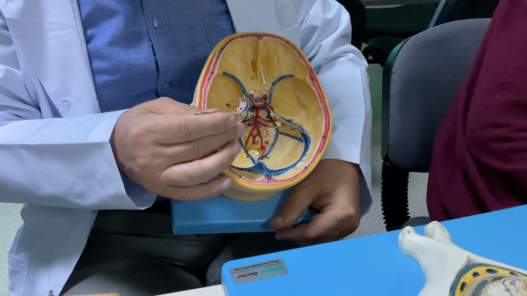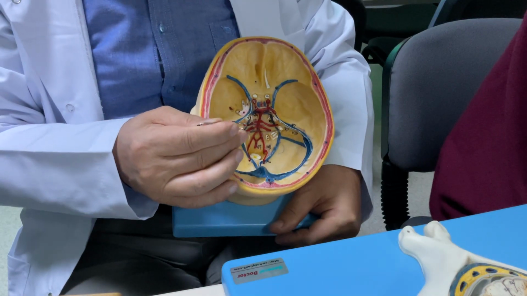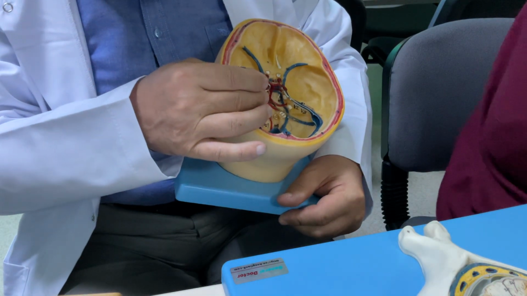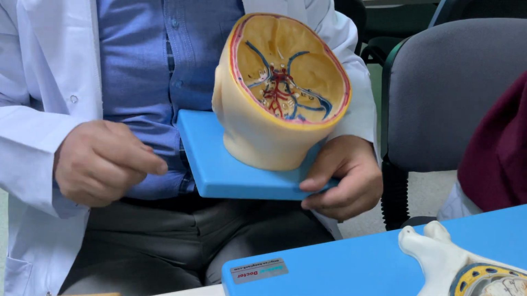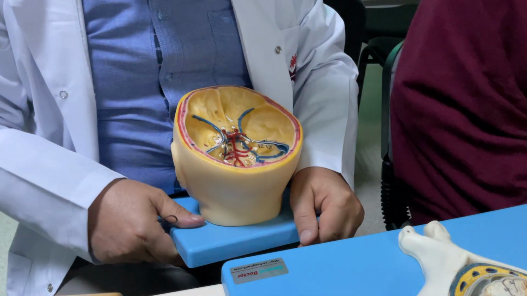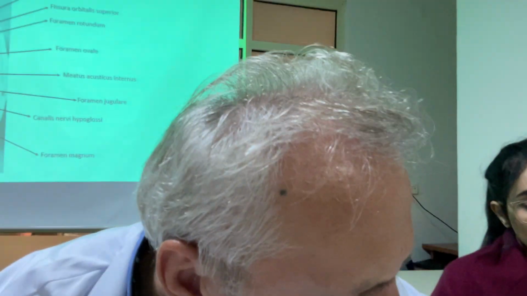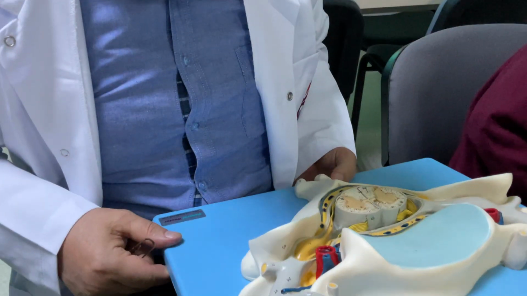This is the superior superficial petrosal sinus. This is the deep petrosal sinus. We will talk about that later on. Don't worry about it. And what else we can talk about? Okay, here look at this one.